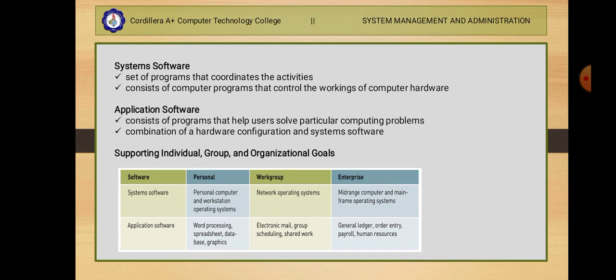So one useful way of clarifying the many potential uses of information systems is to identify the scope of the problems, 'di ba?